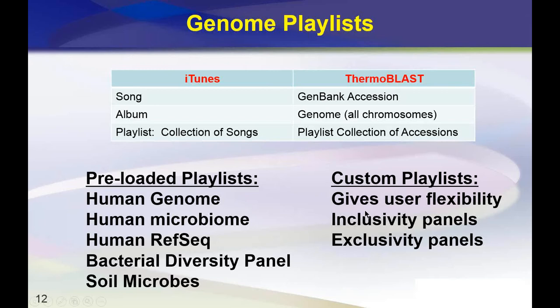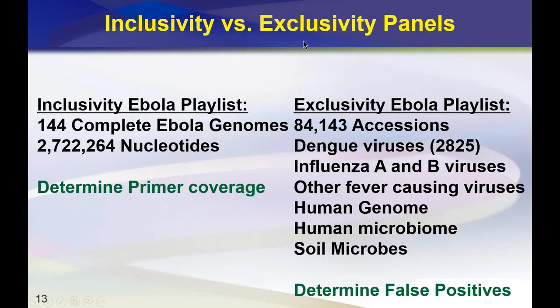So that gives the user a lot of flexibility and allows them to do things such as making inclusivity panels. For example, if you want to design a set of primers that bind to all of the sequence variants of Ebola, and yet not bind to anything else, then you can make an inclusivity panel including all the known Ebola sequences and make an exclusivity panel against everything that you would not want those primers to bind to. For example, you would not want Ebola primers to bind to any influenza A variants, which are a common thing seen in the clinic.